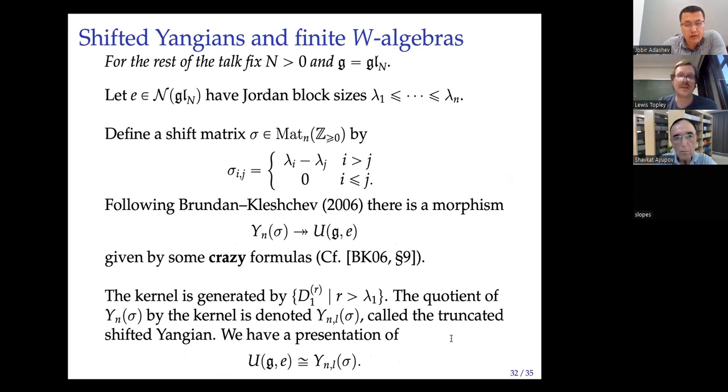And Brundan and Kleshchev defined a homomorphism from this shifted Yangian to the finite W-algebra in type A via some crazy formulas. And in fact, you can say exactly what the kernel of this homomorphism is. And the kernel is just generated by a list of elements. And so you get a precise presentation for this finite W-algebra for GL_N.